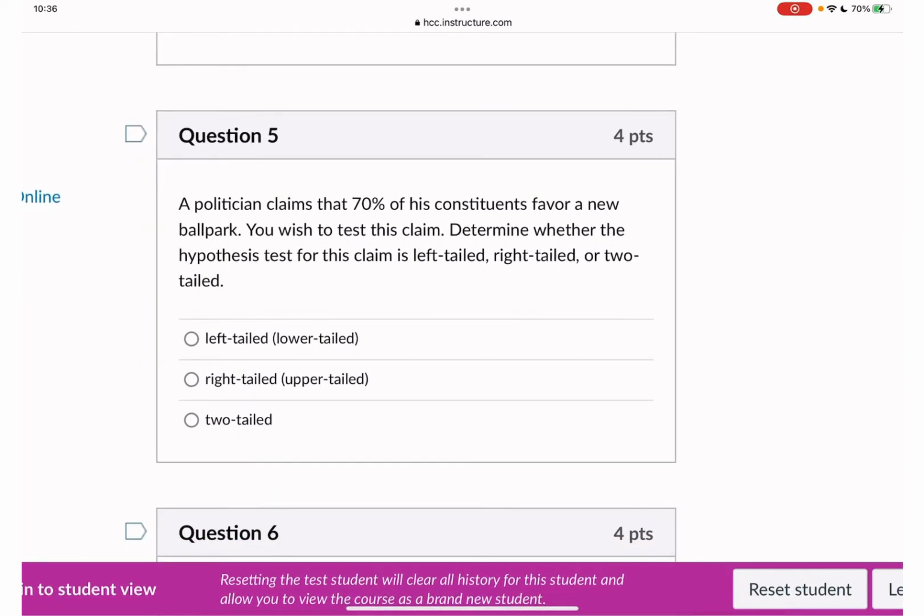Question number 5. A politician claims that 70% of his constituents favor a new ball park. So we need to identify right tail, left tail, or two tail. If it says 70%, that identifies two tail, it's always 70%. If it would say less than 70% or at most 70%, that means left tail, because it's the less side. If it would say more than 70% or over 70%, that would be our right tail.